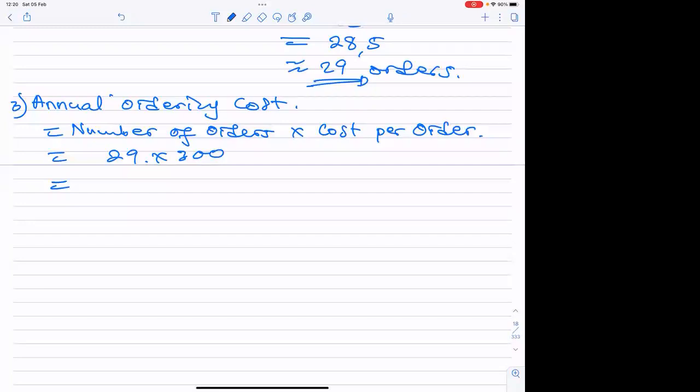So 29 times 300 is 8,700. Now this one is in rands.